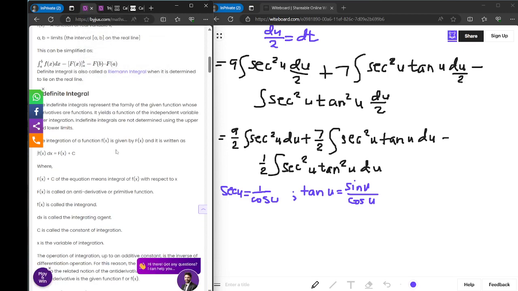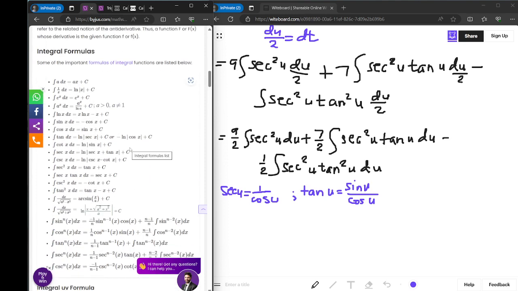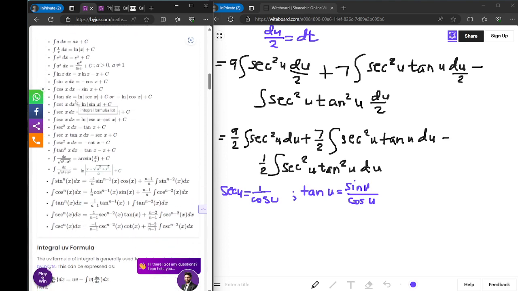Let's find the others. How do we solve this? The integral of tangent is ln. The integral of secant is ln of secant plus tangent x. The integral of secant squared is tangent x. That means the derivative of tangent is secant squared x. The derivative of secant is secant x tangent x. What shall we do with this?